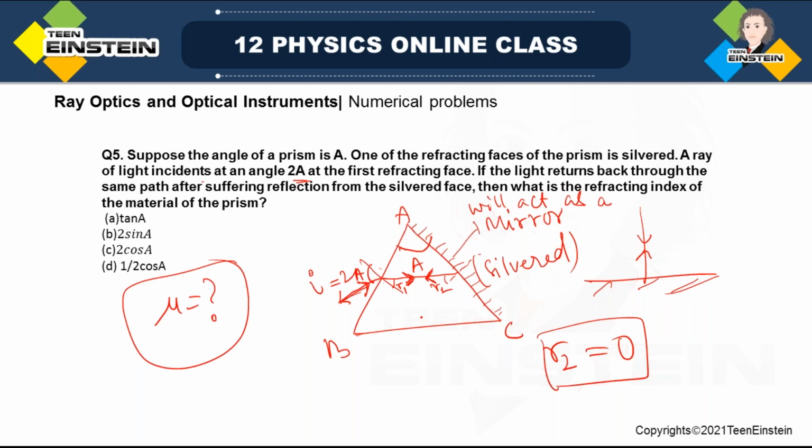I'll repeat the question. Suppose there is a prism ABC, a triangular prism, which has angle of prism A, and suppose this AC surface is silvered, such that it will act as a mirror. Through the first surface, suppose AB, all the light comes and gets into the prism, and the angle of incidence at this AB is 2A. Then after refraction it hits AC and comes back in the same path. That means this is normal incidence, so R2 is equal to 0.